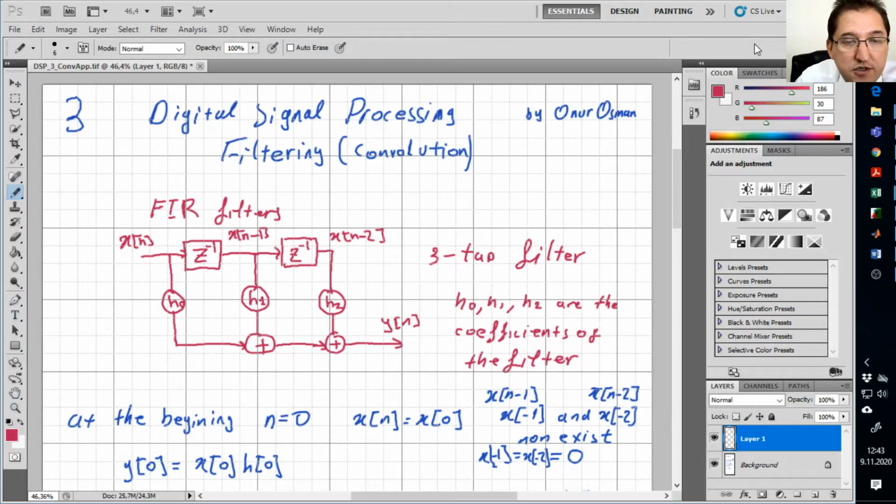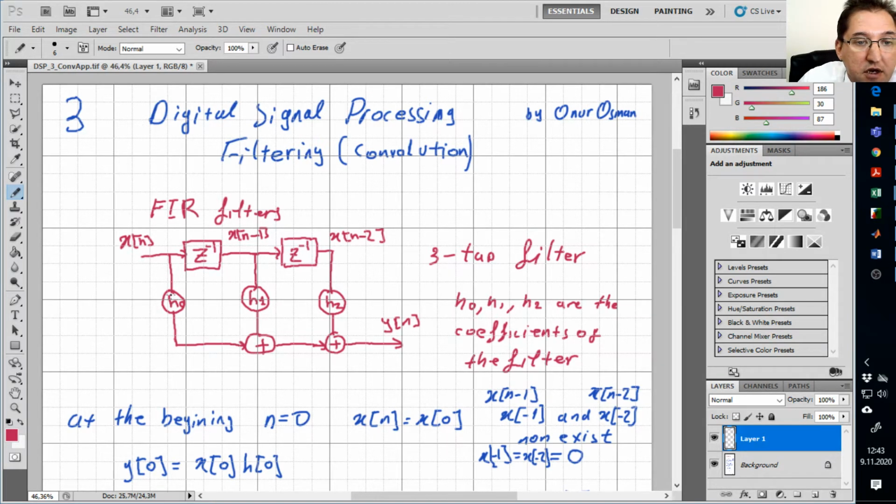Hi everyone, this is a short video for filtering. Here we have an example, an FIR filter, finite impulse response filter. xn is the input. Here the z to the minus 1s are the delay elements, or the memories of the filter, or in logic circuits we can say these are the D flip-flops.